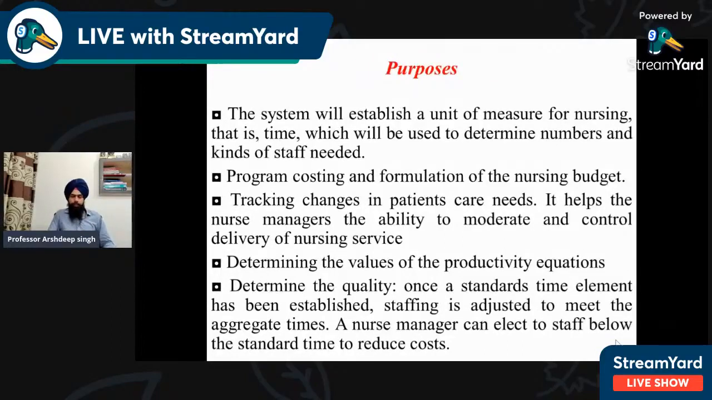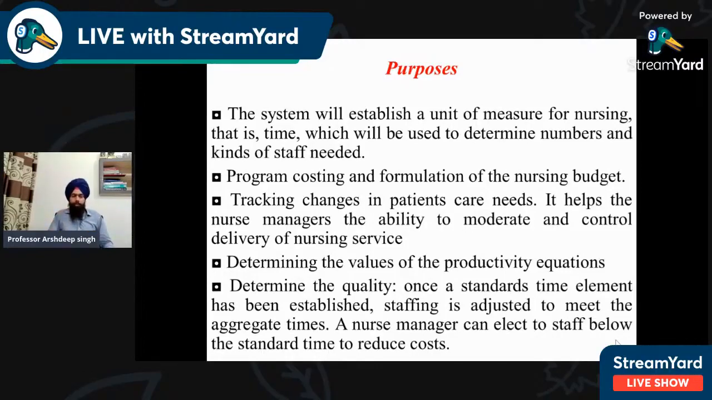The system will establish a unit of measure for nursing, that is time, which will be used to determine the number and kind of staff needed. So PCS is under the umbrella term of the organization. In this, we are organizing the staff according to the need of the patient. So the first purpose is that this system will establish a measure for nursing: what type of staff and in what quantity is required in a hospital according to the different types of patients.